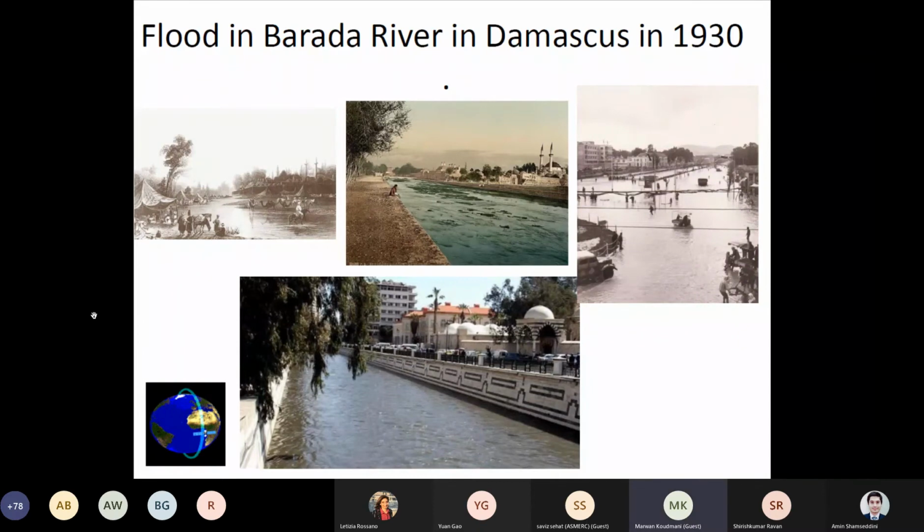Here in 1930, we complained of many floods each year from the Barada River because of the shallow water in the river. What is the best solution to reduce the flood? We can deepen the bed of the river by 5 or 10 meters to reduce the impact of flood in this area.